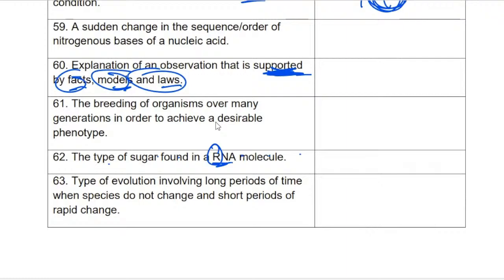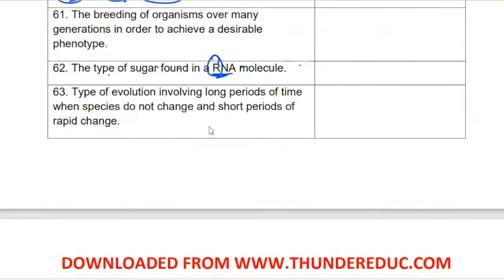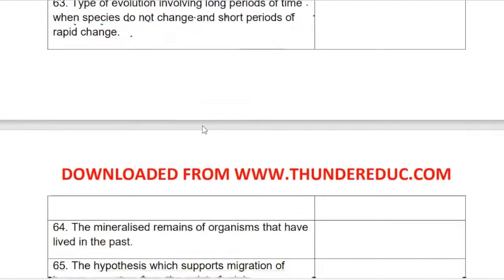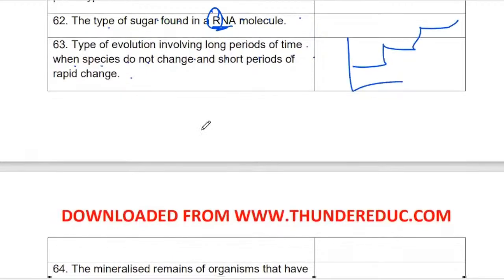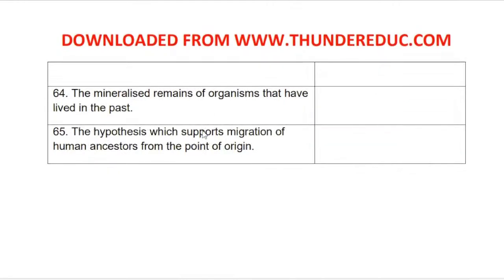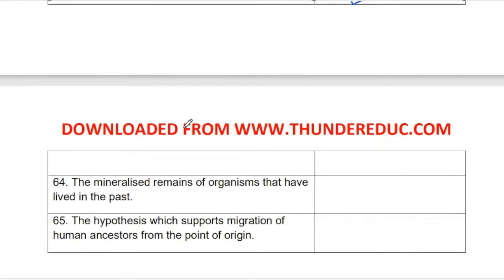The type of evolution with long periods of time when species do not change and short periods of time when there is rapid change, we call it punctuated equilibrium. We talked about it. The mineralized remains of organisms that have lived in the past, how do you call that? We call them fossils. The hypothesis which supports the migration of ancestors from a point of origin, we call it the out of Africa hypothesis.